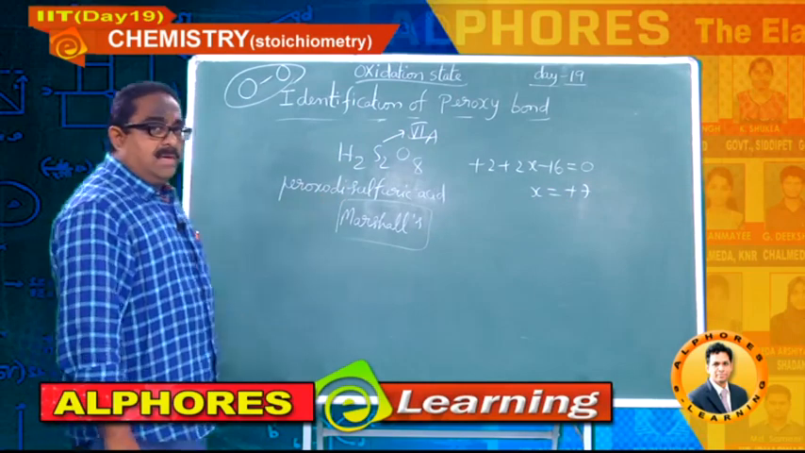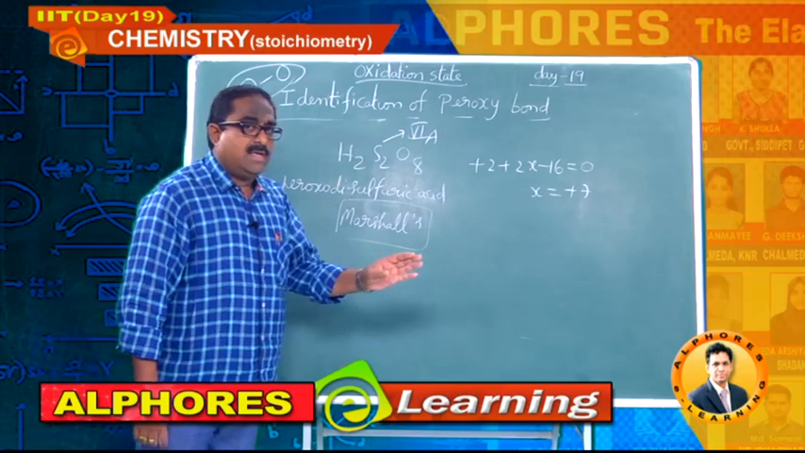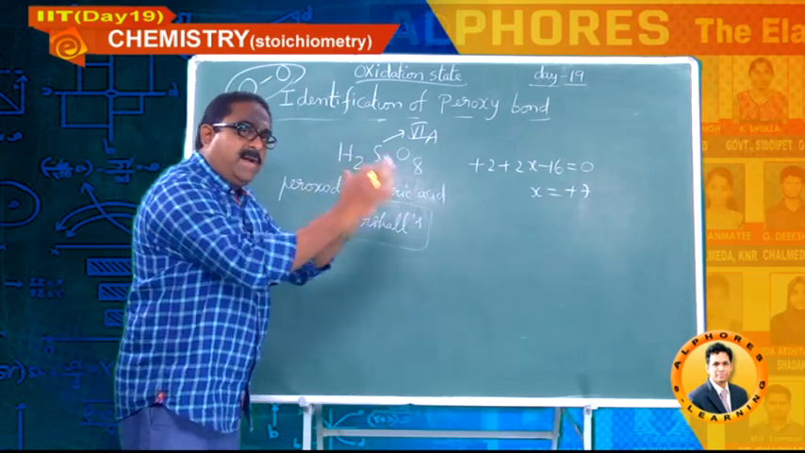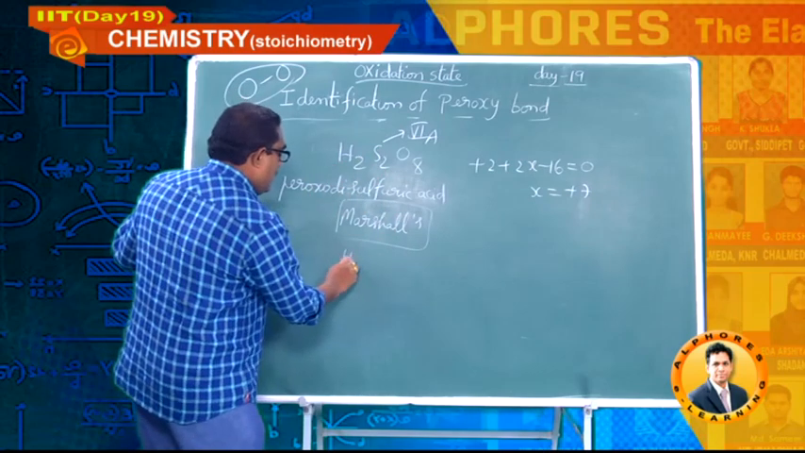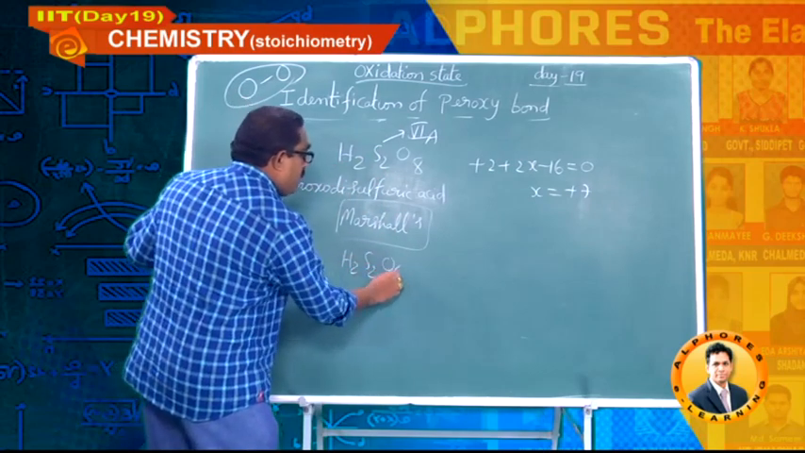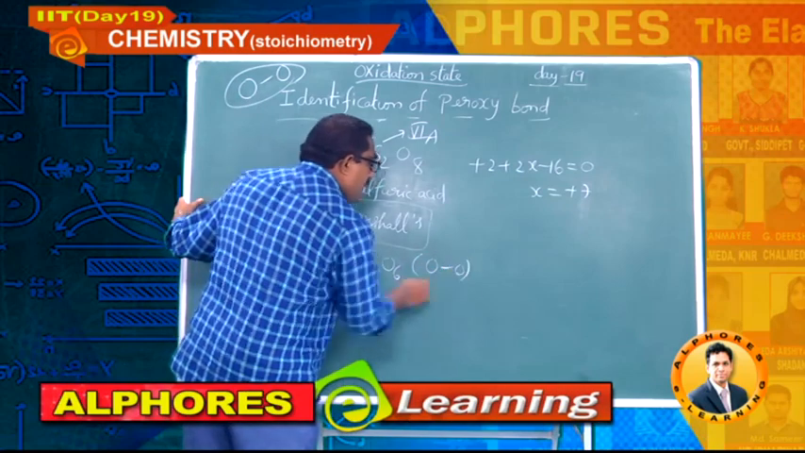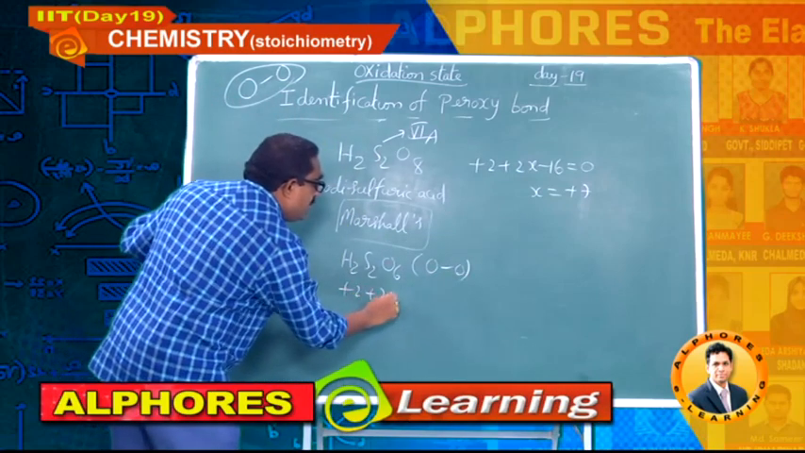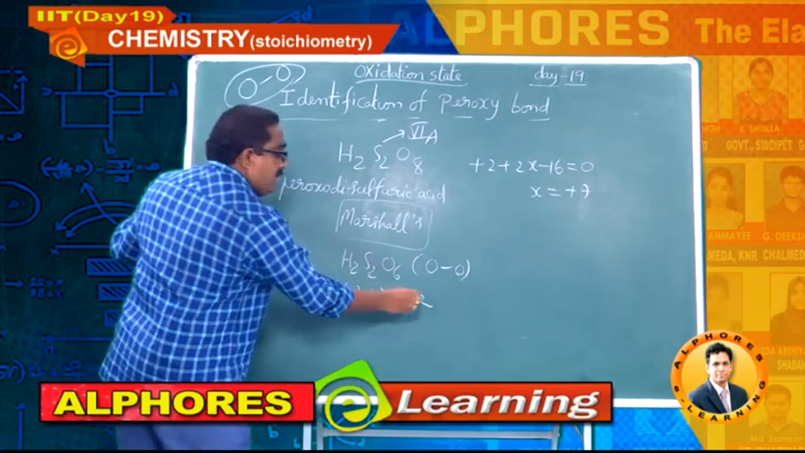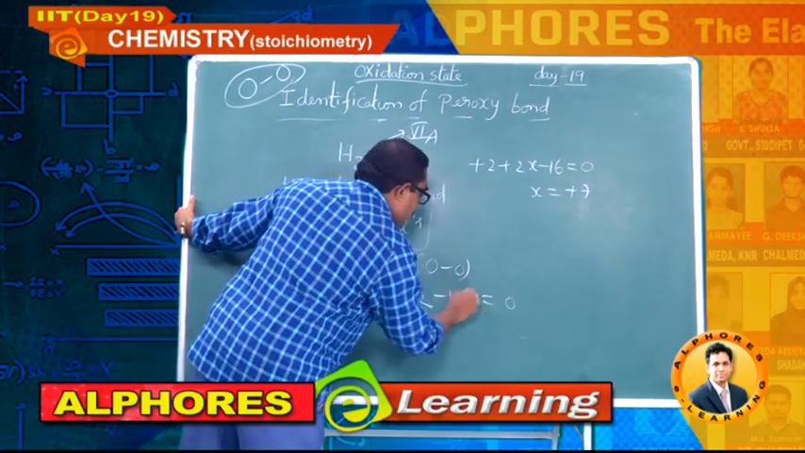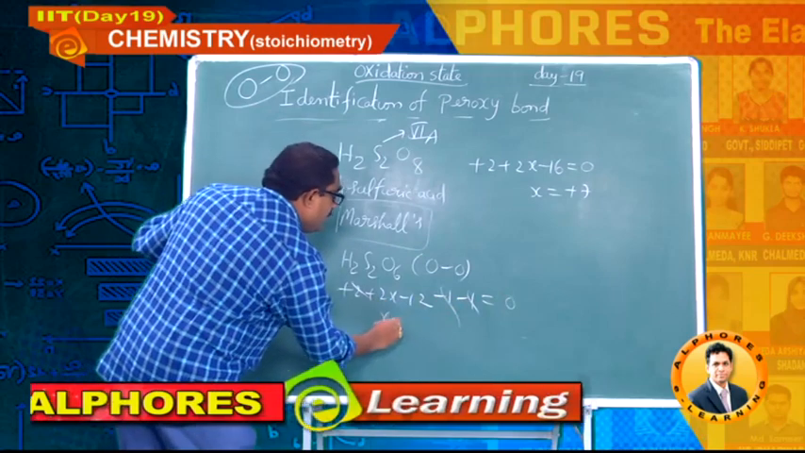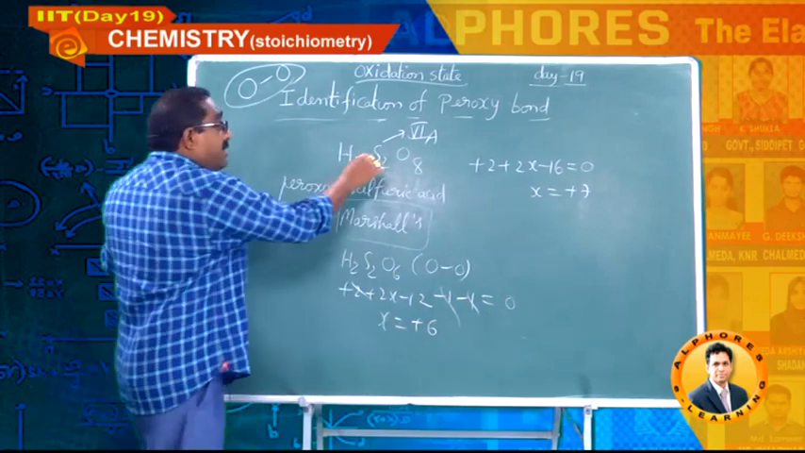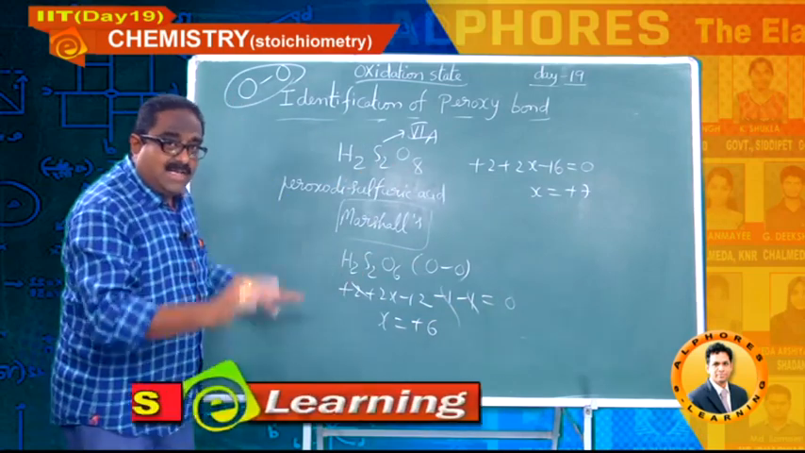No doubt, immediately you can come to a conclusion that it also contains one peroxy bond. Peroxy bond means separate two oxygens. I am writing here H2, S2, O6, O2. Then count as per normal rules. +2, +2x, -12, -1, -1 equals 0. So, x is equal to again +6. So, the oxidation state of sulfur in this compound is also +6 only.